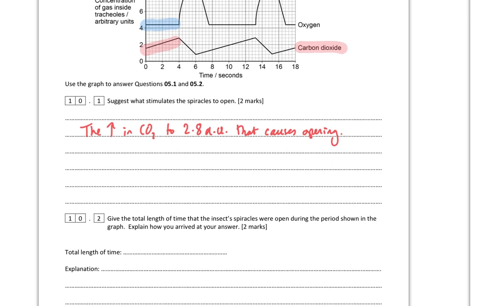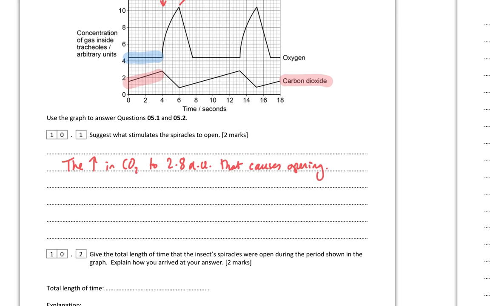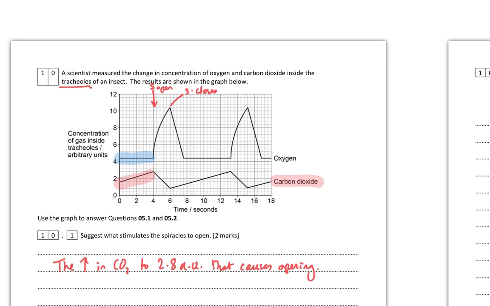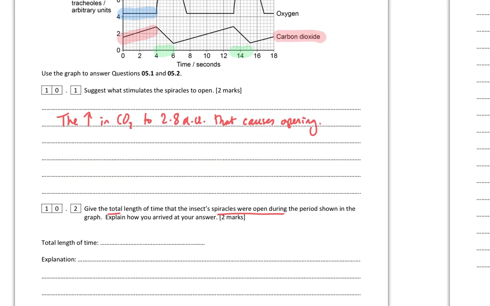Give the total length of time, right? Because there's 2 of these on here, that the insect spiracles were open during the period shown in the graph. Explain how you arrived at your answer. So I've already highlighted them here. So where's my highlighter pen? It's open at 4 seconds and then it closes at 6. And it does the same over there as well. So I've got 2 seconds there and 2 seconds there. So I've got 4 seconds worth. Yeah, so total amount of time is 4 seconds.